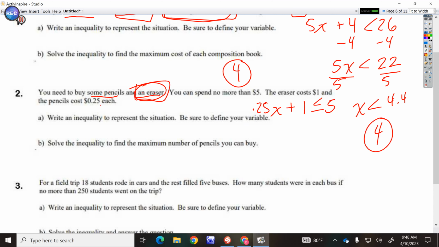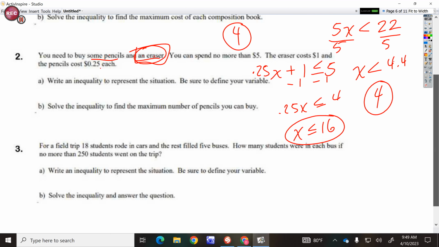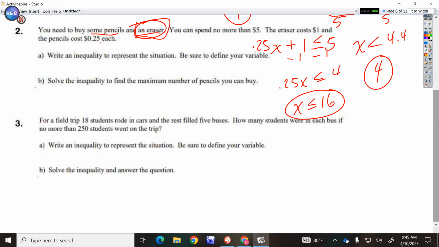Now you solve it. The first step would be subtracting 1, which gives you 0.25x is less than or equal to 4. Now you divide both sides by 0.25 and you get 16. No rounding there, no need. The answer is 16. So far, so good?